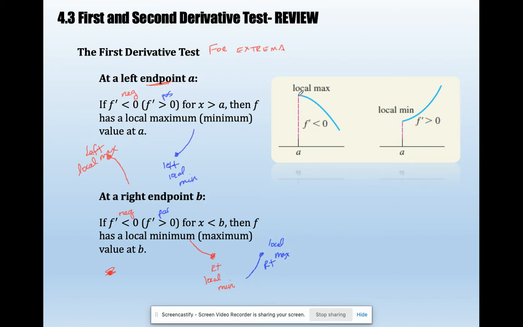And that's what this shows. Left endpoint, first derivative negative, which means you are decreasing from the left. Left endpoint, first derivative positive, means you are increasing from the left endpoint.